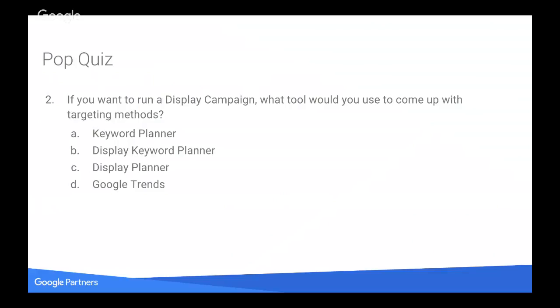Now, the second question is, if you want to run a display campaign, what tool would you use to come up with targeting methods? Could you use the keyword planner, the display keyword planner, the display planner, or Google Trends? The answer here would be the display planner. Like I mentioned, the display planner helps you come up with potential placements for your ads, so that people who are visiting the most relevant websites and content, in terms of what you are trying to distribute to them, will be able to see your ads and possibly download your app too.